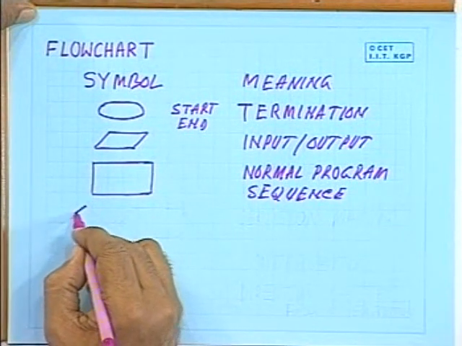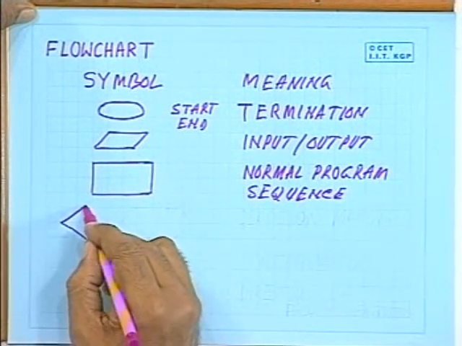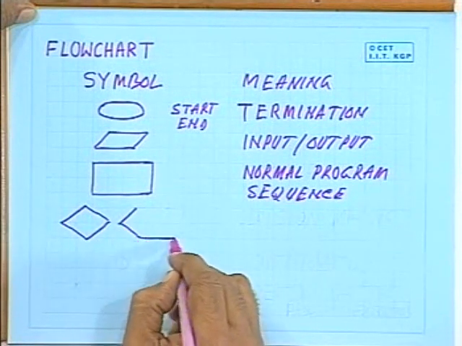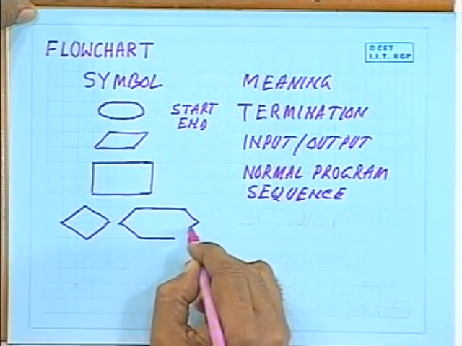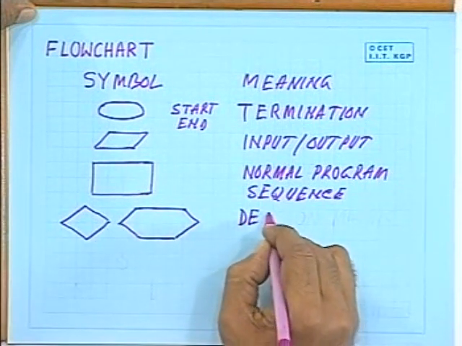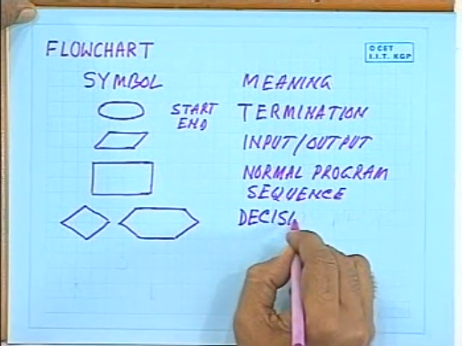Then for decision making, this diamond, either this shape or this shape, is used for decision making. Diamonds are used for decision making.